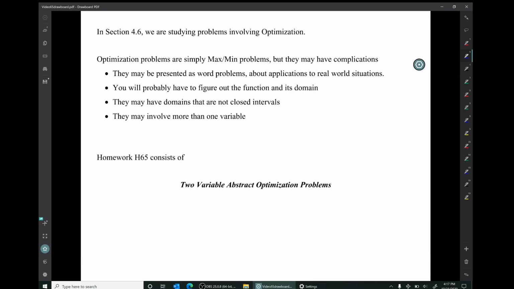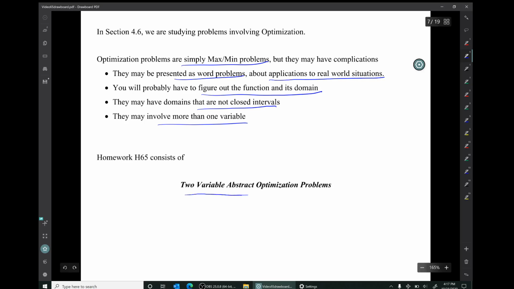So in section 4.6, we're studying problems involving optimization. Remember that optimization problems are simply max-min problems, but they may have complications. They may be presented as word problems about applications to real-world situations, but you'll have to figure out the function and its domain. And they may have domains that are not closed intervals, and they may involve more than one variable. So this video has to do with two-variable abstract optimization problems.